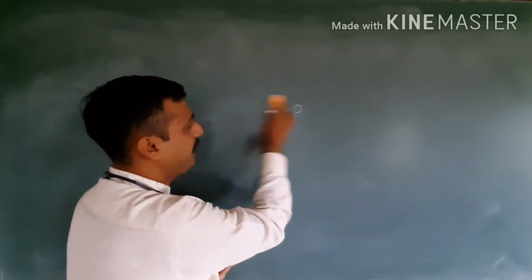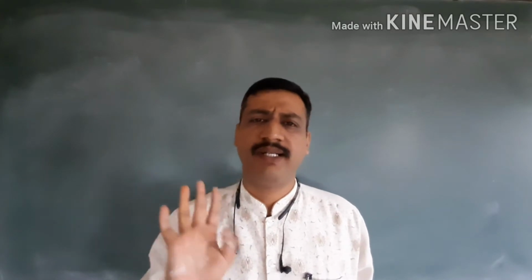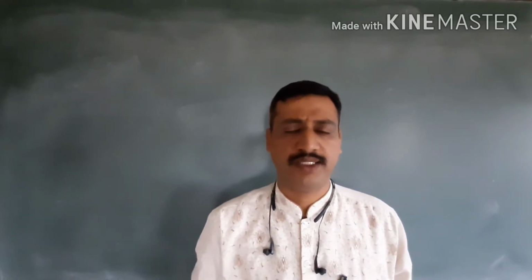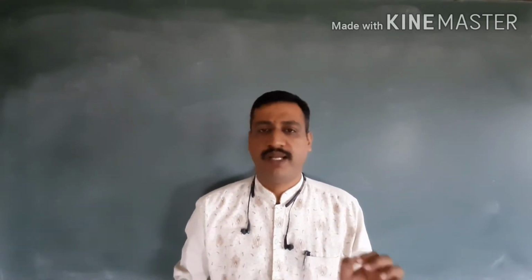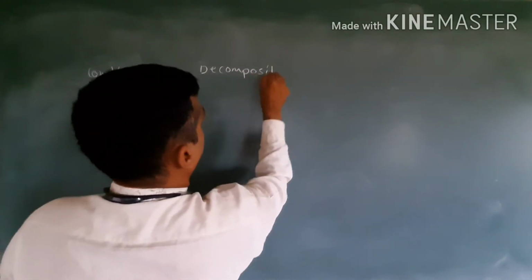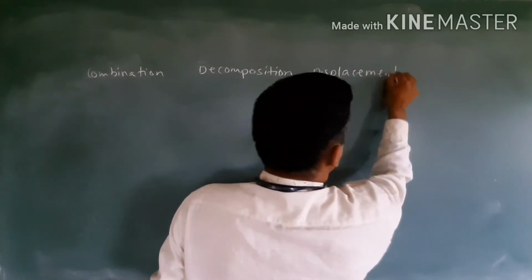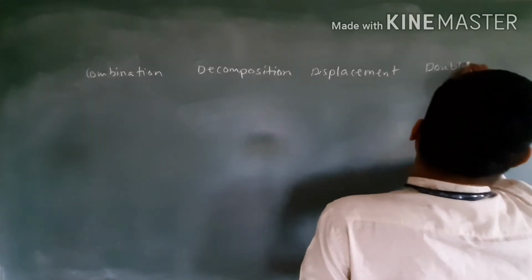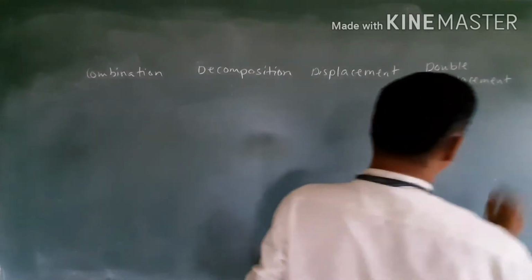So let's start the main content of today's lecture. Today I am going to tell you about the four fundamental, basic, most common types of reactions. These are nothing but combination, decomposition, displacement and double displacement reactions. Okay, which one? First one combination, then second one decomposition, then single displacement or displacement, and the last one is double displacement. Okay, so let's begin with the first one.